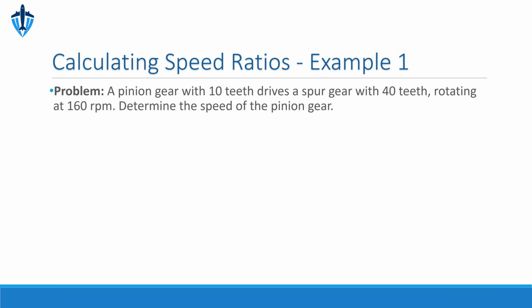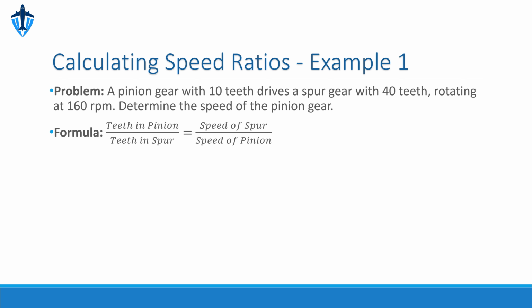Suppose a pinion gear with 10 teeth is driving a spur gear that has 40 teeth and is rotating at 160 revolutions per minute. We want to find the speed of the pinion gear. We can use the relationship that the ratio of teeth is equal to the inverse ratio of their speeds. Plugging in our values, we have 10 teeth over 40 teeth equals 160 RPM over the speed of the pinion.